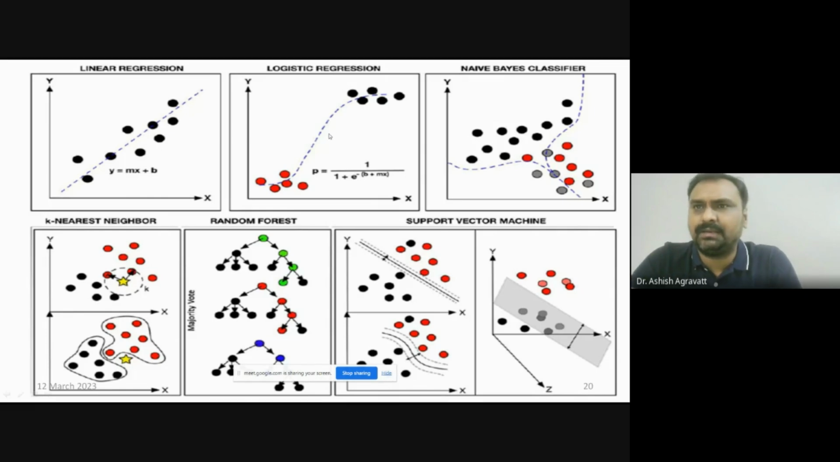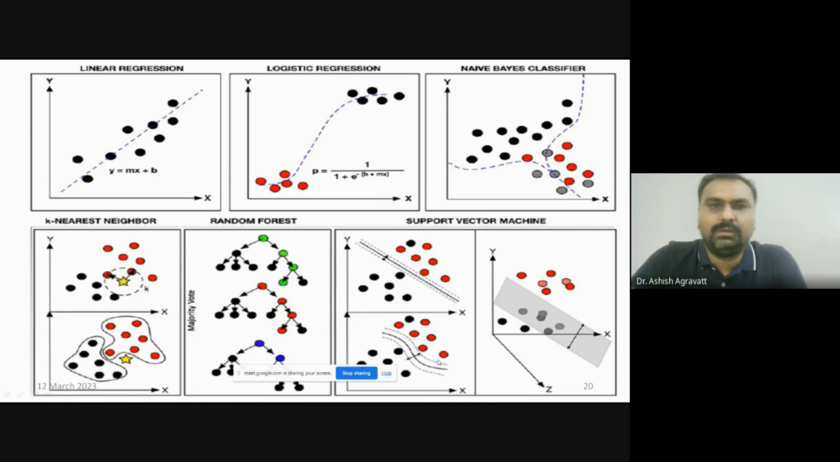Naive-Bayes classification is mainly based on probability. K-nearest neighbors is based on the data which are near to the circle. They are classified. Random forest is based on the decision tree, while in the case of support vector machine, the data are separated based on the line.